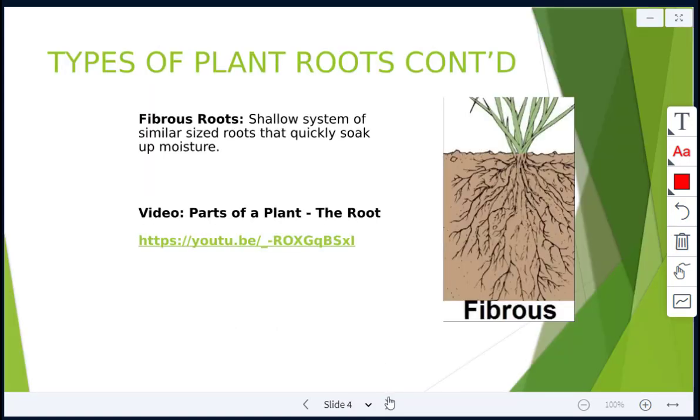The next type is called a fibrous root. It looks like this. It's a shallow system of similar sized roots that quickly soak up moisture. An example of fibrous roots would be grasses. There is a short video here we'll watch on those 2 types of roots we talked about.